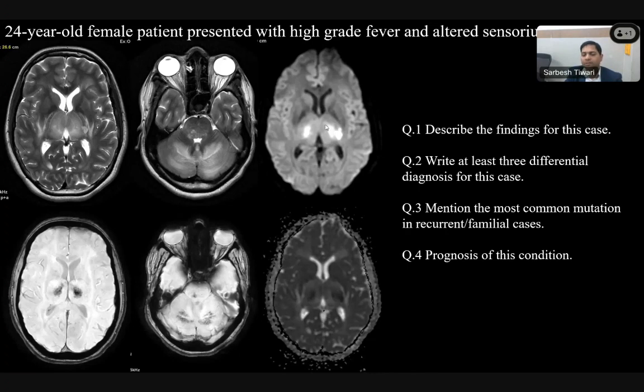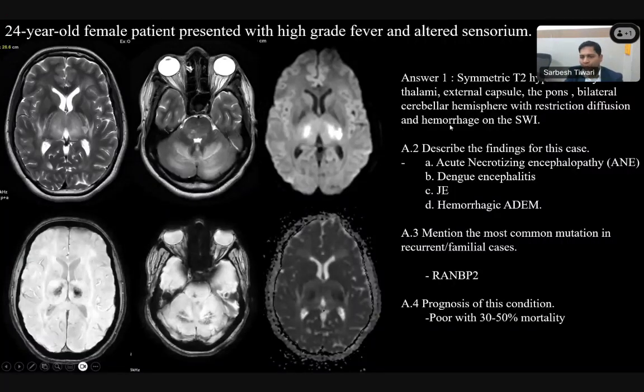You may continue. Yes. So you can see this diffusion restriction in the thalami, which is central. So central diffusion restriction is not seen in an arterial infarct. So the differential in this particular case is ANE. So excellent for those who have said ANE. Whenever you see a central diffusion restriction with a central bleed in the thalami, and you have a patient coming with fever and encephalopathy, do keep a differential diagnosis of ANE. Japanese encephalitis and dengue are known to involve bilateral thalami as well as the cerebellum, like in this case, but hemorrhage in the cerebellum is predominant.